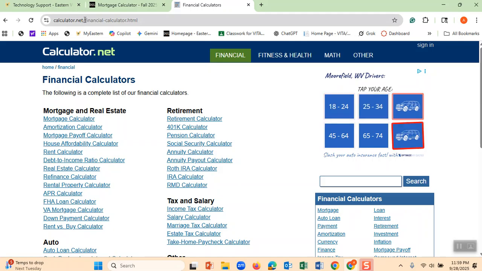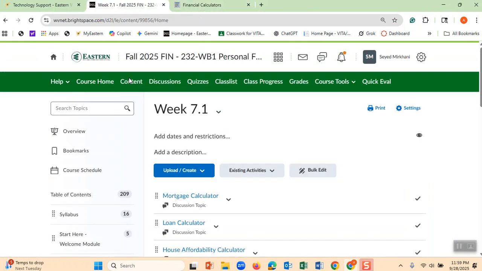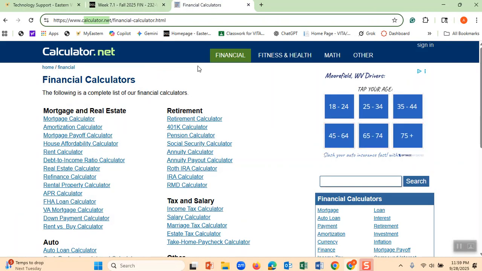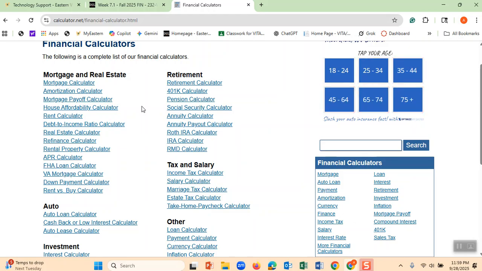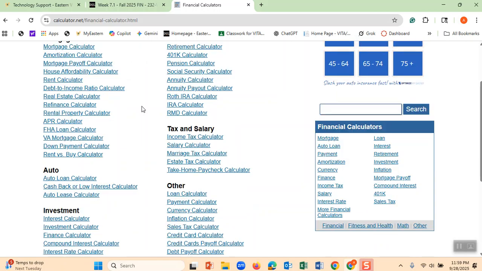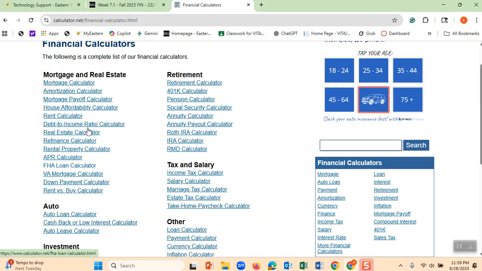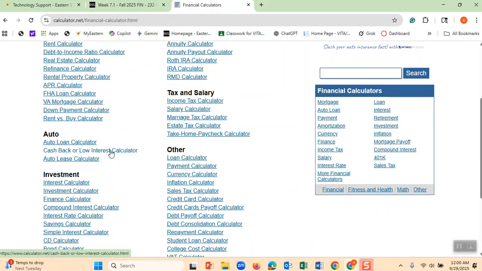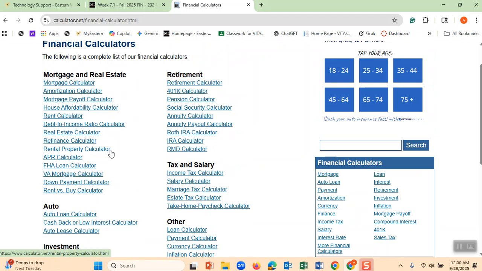Let's not forget this website is called calculator.net. When you click on content, you will see one of them is mortgage calculator, one of them is loan calculator. When you click on financial and let's see, loan calculator. There was one for loan calculator, but we have other loan calculators. If you don't see it, that's okay. Suppose house affordability calculator. I saw the link, and they are right in here. All of them are here. And if they are not, I will definitely make sure that it is there.